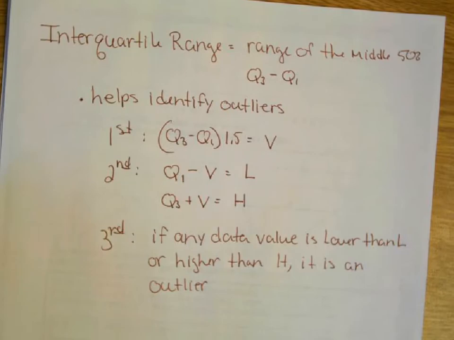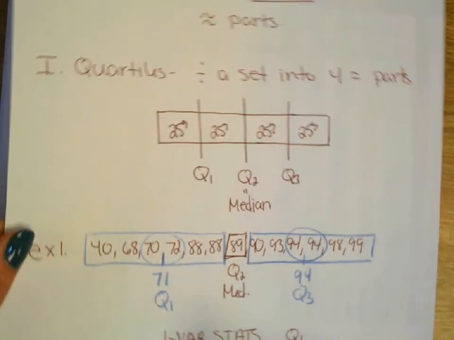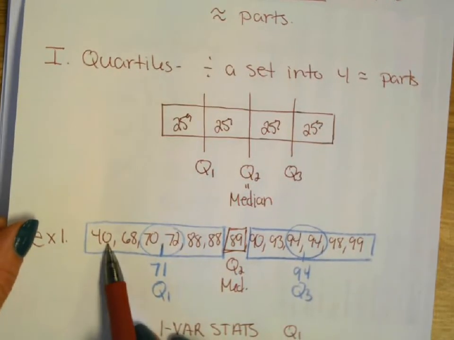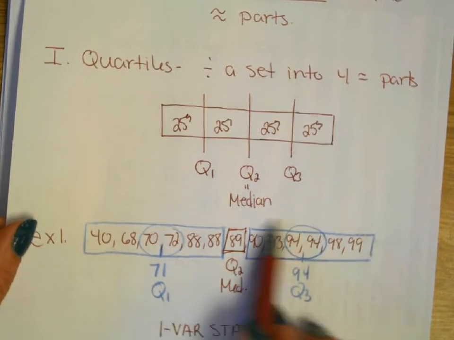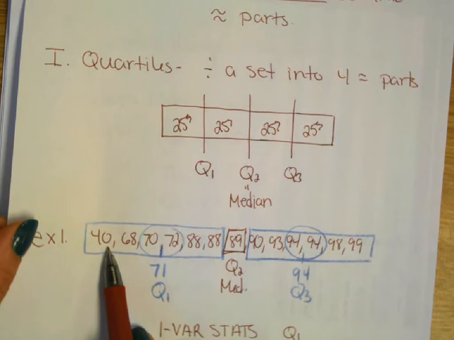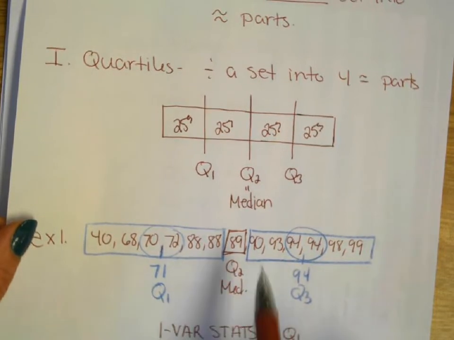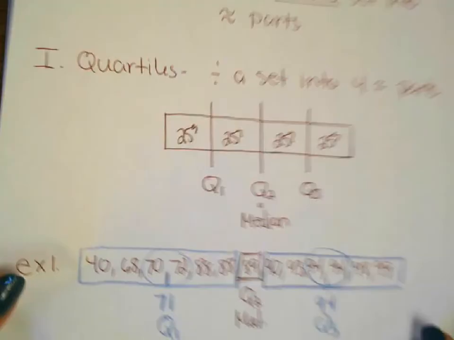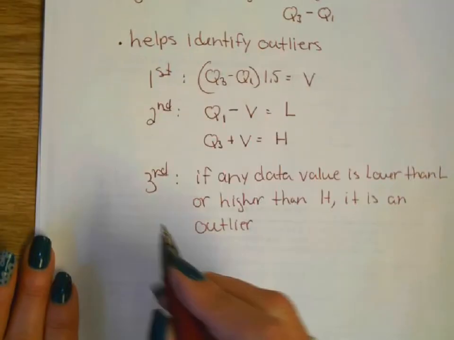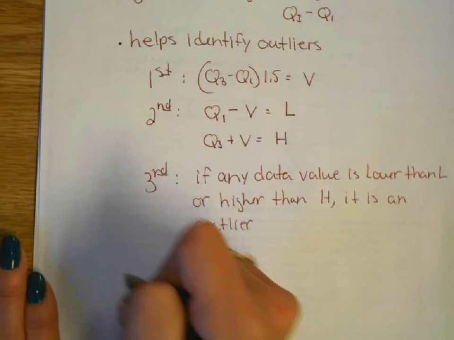So if we look at that first example again, I did give one low value in here, this 40. Yeah, it's a lot lower than this chunk here because these are pretty consistent through here. Would 40 be considered an outlier for this problem? Well, let's go through those 3 steps and see. So, we'll make that our next example.